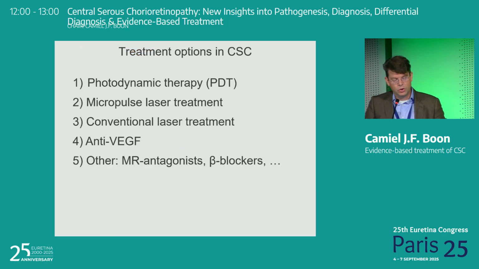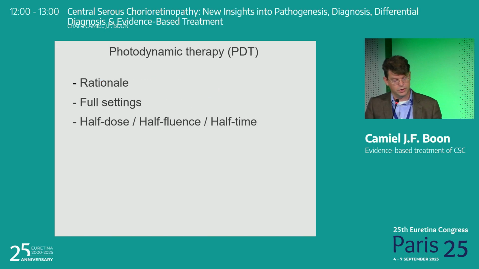Now, when looking at the treatment options, several of them have been described, and the most important ones are listed here. And, well, we already discussed the fact that eplerenone or mineralocorticoid receptor antagonists, although spironolactone has not been studied that extensively, do not work. There is also not a place for anti-VEGF treatment when there is no neovascularization. Conventional laser treatment of an eccentric leak, especially when PDT or micropulse laser is not available, you could consider that, but be careful because you could induce neovascularization or scotoma. But the most important ones I'm going to discuss are PDT and micropulse laser treatment.